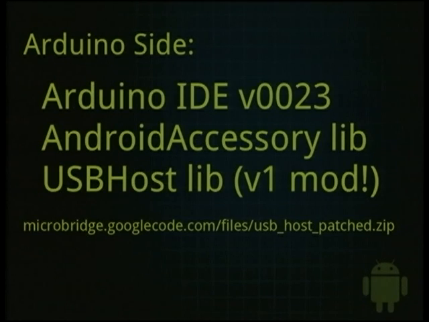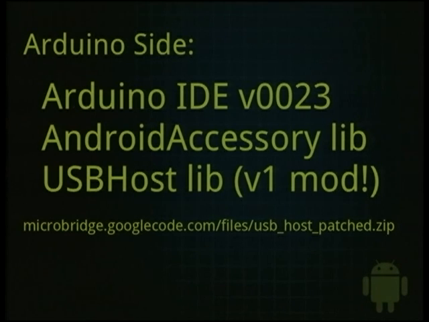So on the Arduino side, this is in a state of flux right now. Arduino 1.0 came out not very long ago, and it broke compatibility with every existing Arduino library, including the Android accessory library, the USB host library, and a number of other things. So a lot of people are developing with 0023, which was the previous release, and a lot of people are developing with 1.0. If you go to the Arduino site now and download Arduino, you'll get 1.0, and it's not compatible with a lot of these libraries. So for this stuff, I'm still developing with 23.